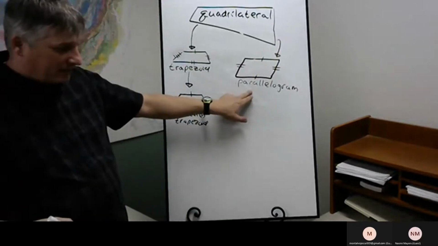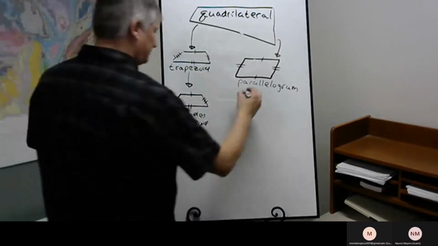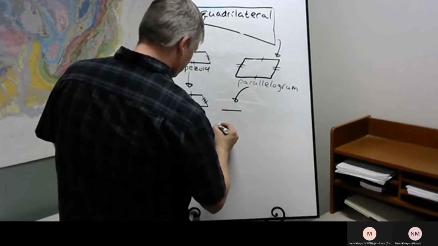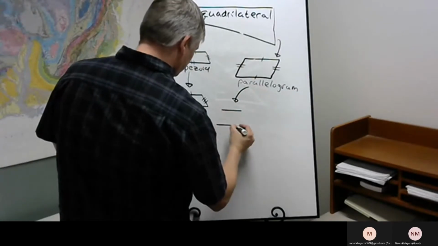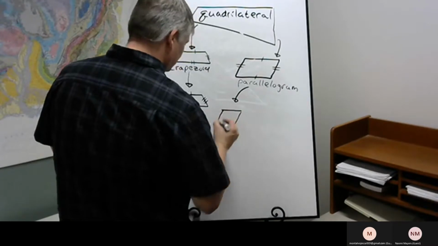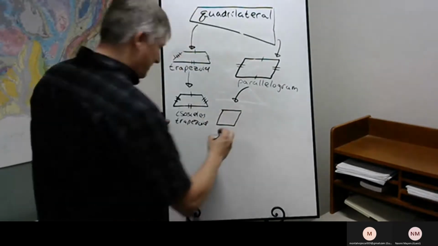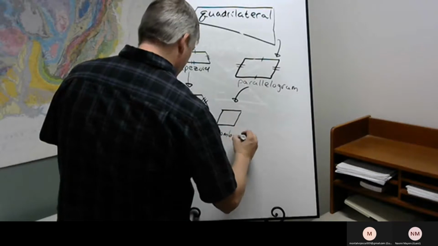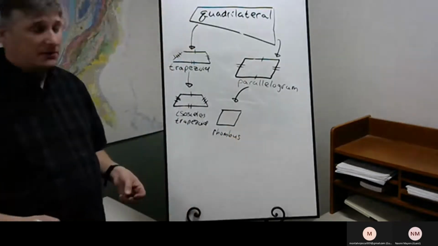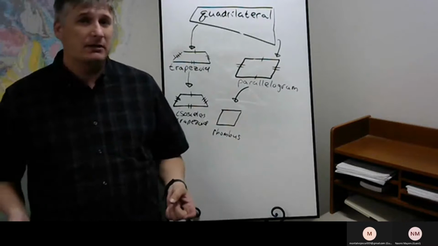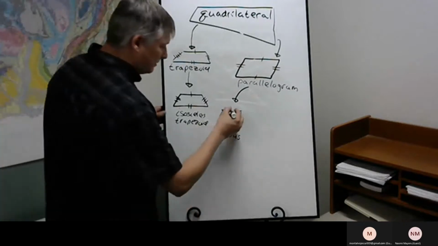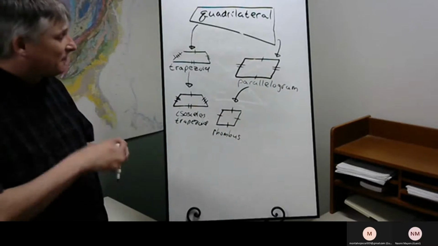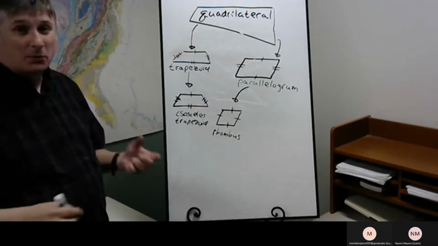Now this one here branches off. And this is what we call a rhombus. Now it's a type of parallelogram, except all four sides have the same length. So that's the rhombus.